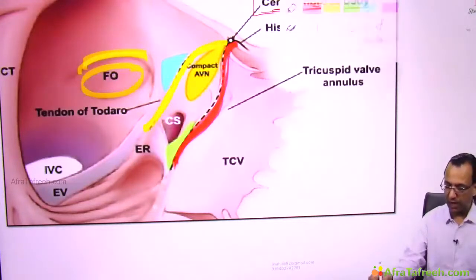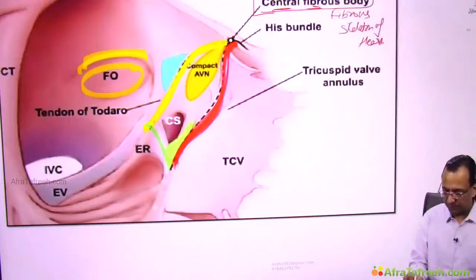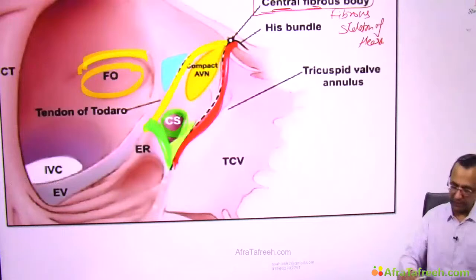Yes. And then you had this inferior boundary, which is the opening of the coronary sinus base. So the base is the coronary sinus. What is the apex? The apex is the AV node.